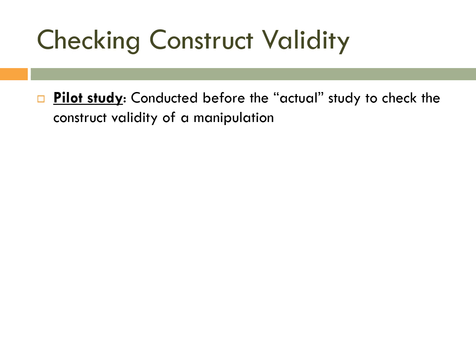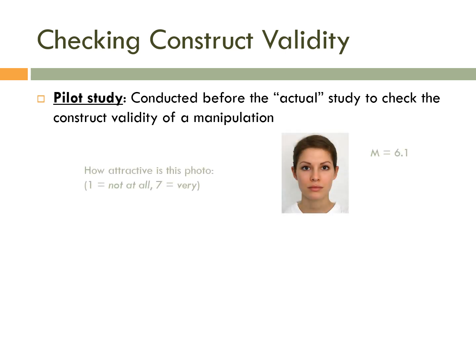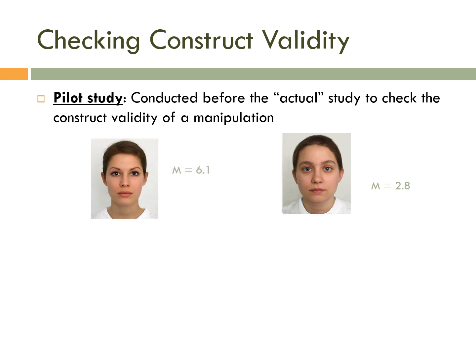For instance, in a study trying to assess the attractiveness of a picture, we might do a pilot study before and ask a subset, a very small sample, just, hey, we're about to use this picture. How attractive is this photo? And the people might on average say, oh, it's on a 1 to 7 scale, it's a 6.1, with 7 being very, so pretty attractive. And then we show another picture and we find that this one has lower attractiveness, at 2.8. And hopefully, that's what we wanted. We wanted to have a more attractive, less attractive photo for our study. And we can now know that, yes, we do in fact.